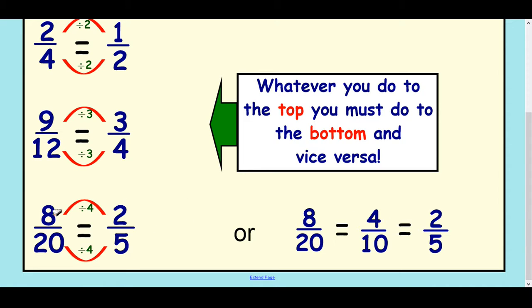So you can do it quickly if you spot the biggest times table they're both in, or you can take your time and do it slower. It doesn't really matter.